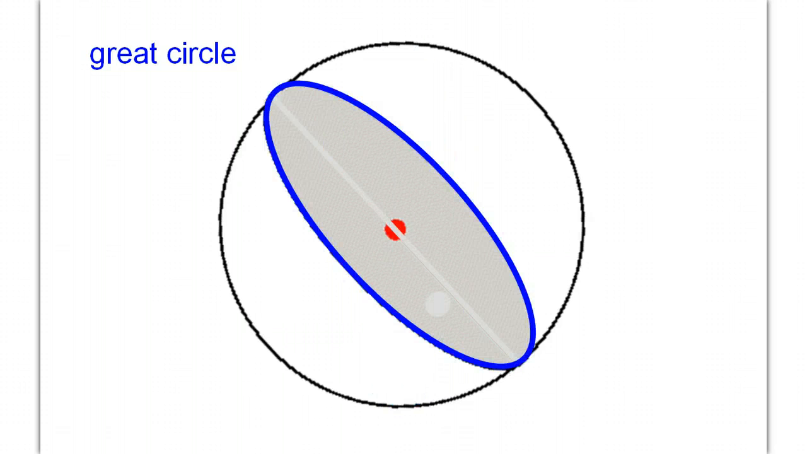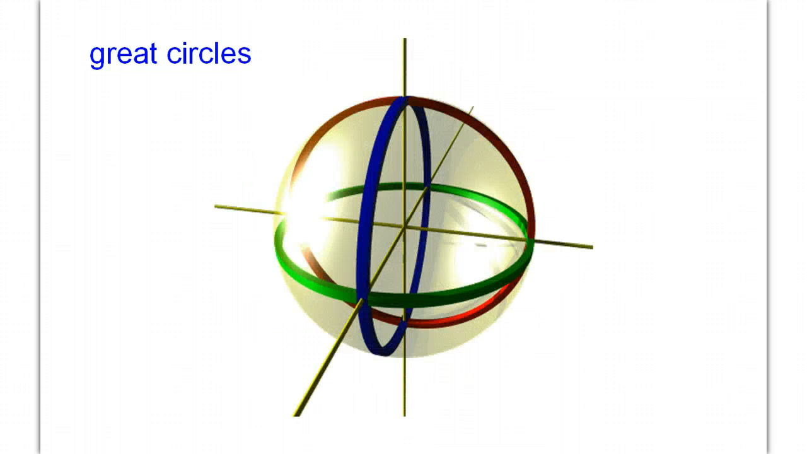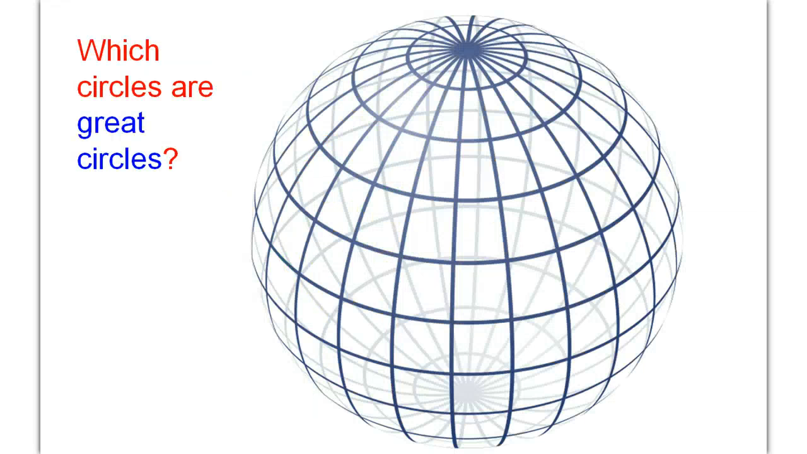Okay? So there's a great circle. All of these are great circles. Look at this picture for a second. There are a lot of circles on this sphere. Some of them are great circles, and some of them aren't. See if you can visualize to yourself which of these are great circles.